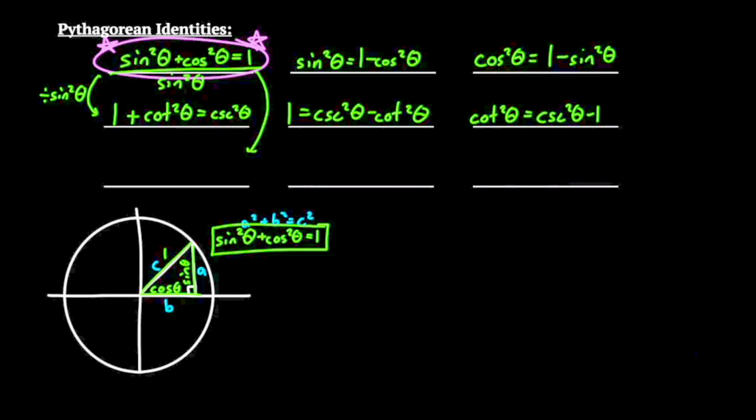Now to get to the third row, we're just going to divide by cosine squared instead. So one at a time, if I took sine divided by cosine, that would be tangent.